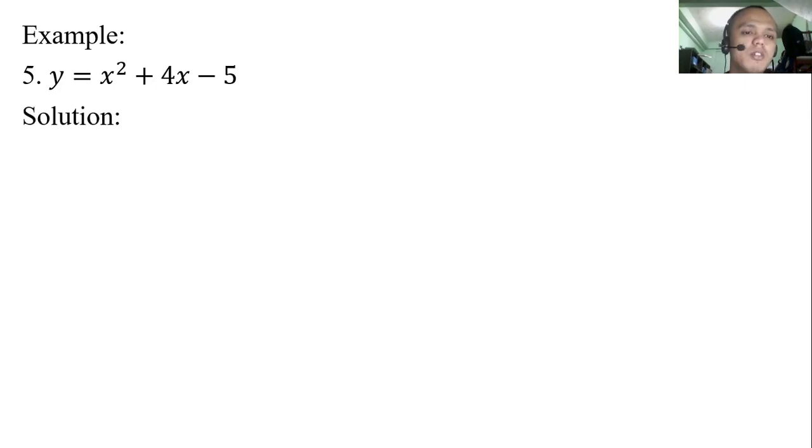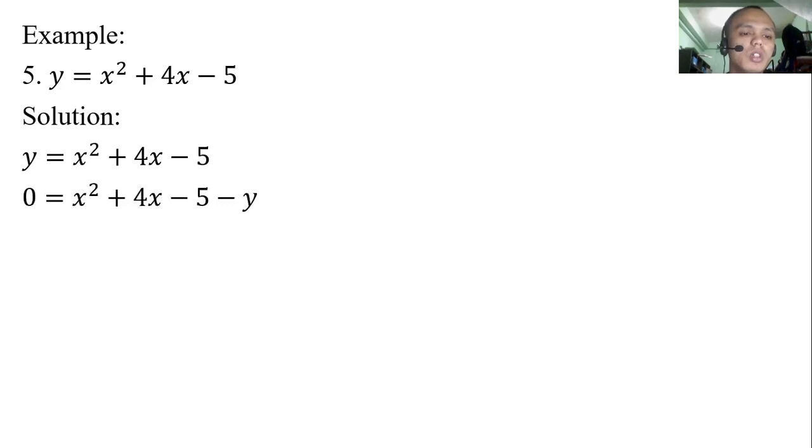Okay? So now, again, if we get the inverse, first thing to do is to transpose y to the other side, maging x squared plus 4x minus 5 minus y na siya. Now, equal to 0. Now, since nasa quadratic trinomial tayo, we will use here the quadratic formula, kasi hindi natin basta-basta makakuha yung inverse niya kasi tatlo yung x dito.